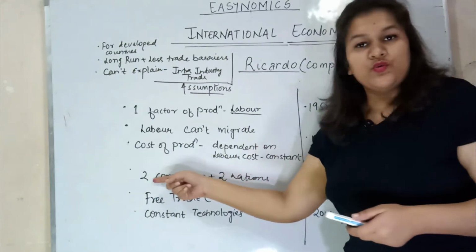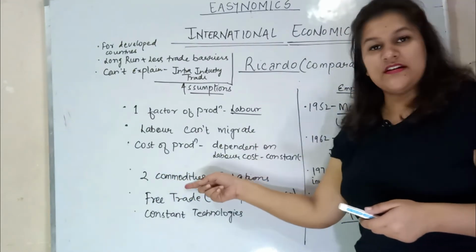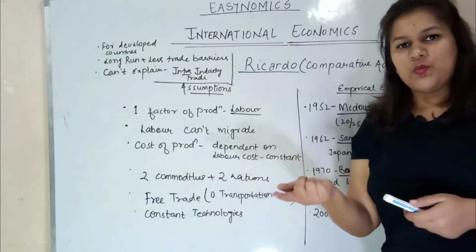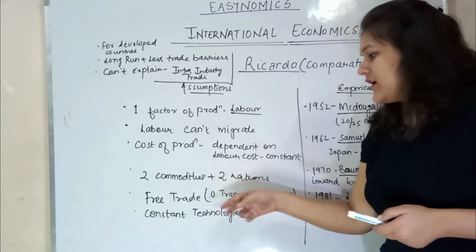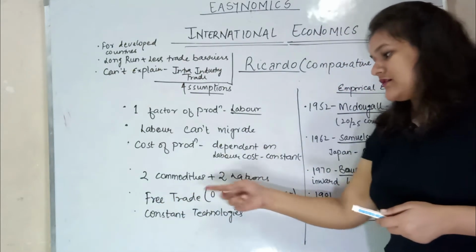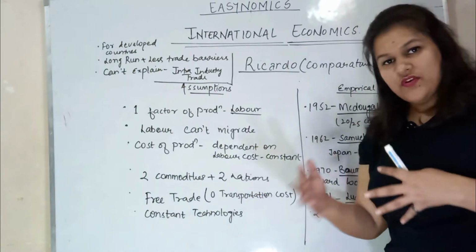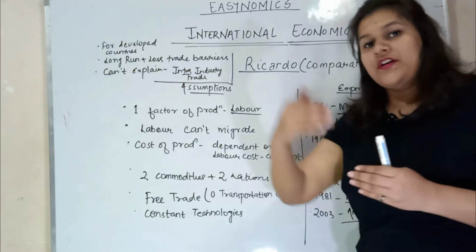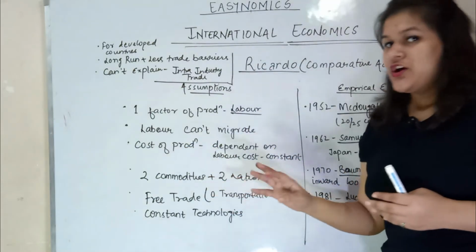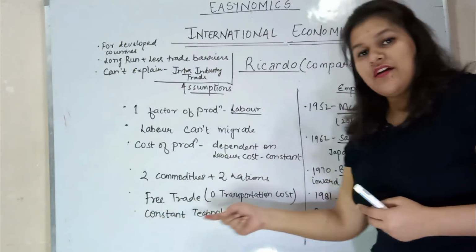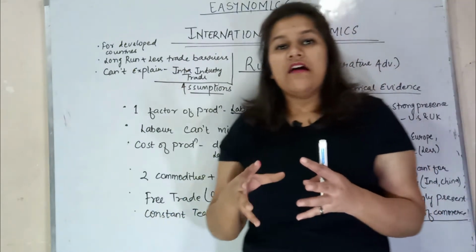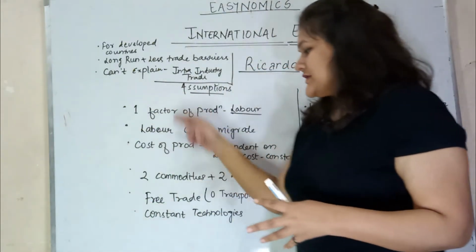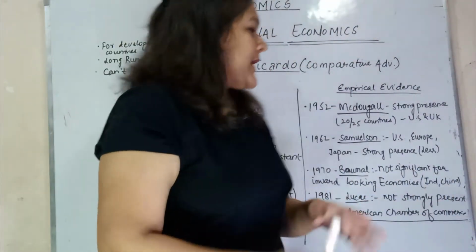Now, two commodities and two nations, like we discussed England and Portugal, and wine and coffee, etc. Then there is free trade, like zero transportation cost. You can trade without any transportation cost. Your good can be transported from India to China without any cost. That is not a realistic assumption. And you have constant technology, that is, if India has a set of technology, it is not going to increase in the short run. So this is the set of assumptions taken by Ricardo.